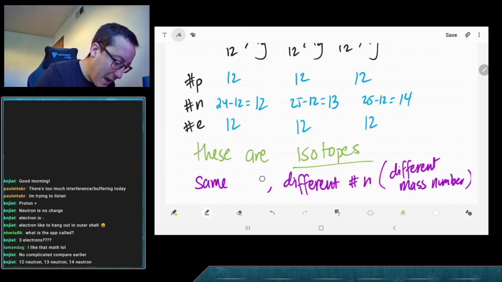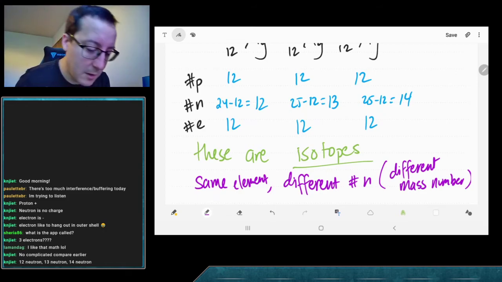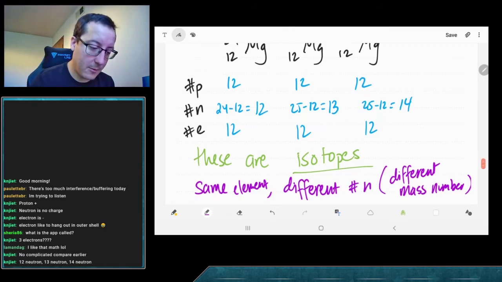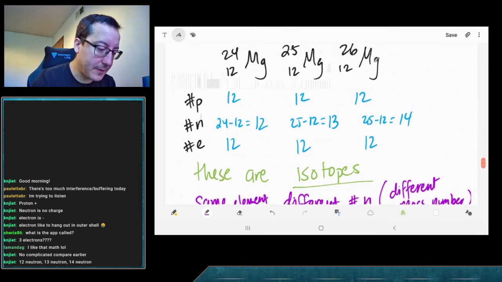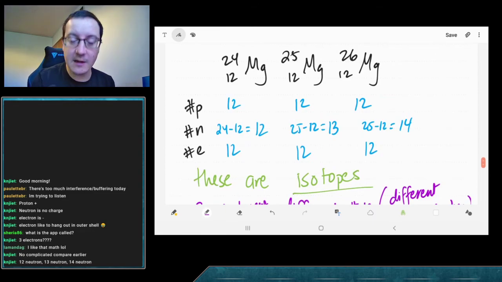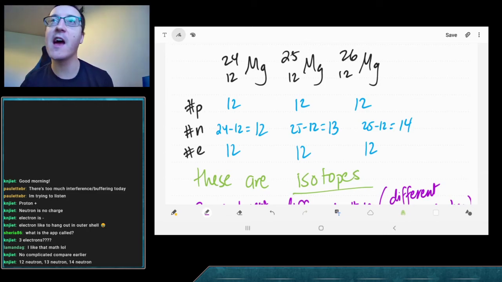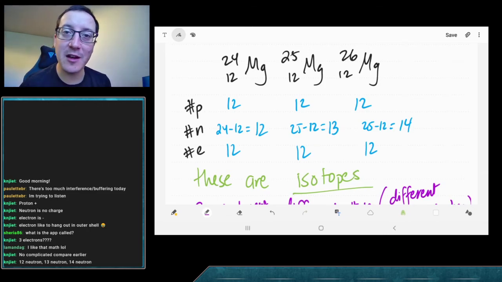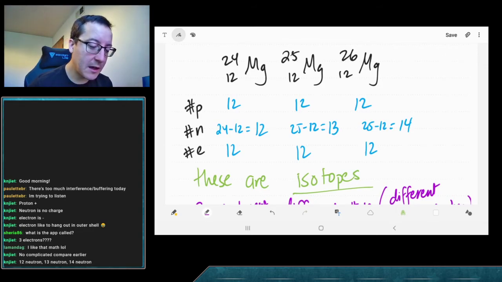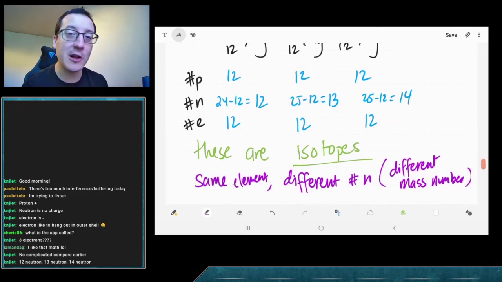And instead of atom, I'm going to write element actually, because technically they're different atoms. Alrighty, so these three particular atoms are isotopes of each other. They're all magnesium atoms, however, they have different numbers of neutrons. In this example, one of them had 12, one had 13, one had 14, and these are what we are going to call isotopes of each other.